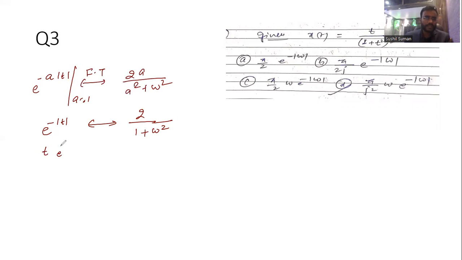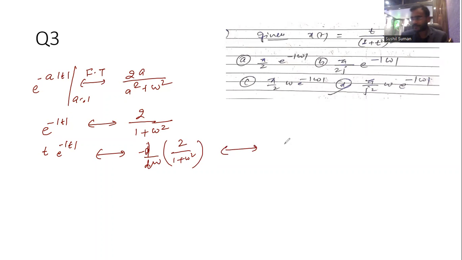Now, just t into e raised to power minus |t|. So this becomes minus j d by d omega of 2 upon 1 plus omega squared. And after solving, this becomes j 4 omega upon (1 plus omega squared) whole squared. Okay, so t e^(-|t|) is minus j 4 omega upon (1 plus omega squared) whole squared. Got it?